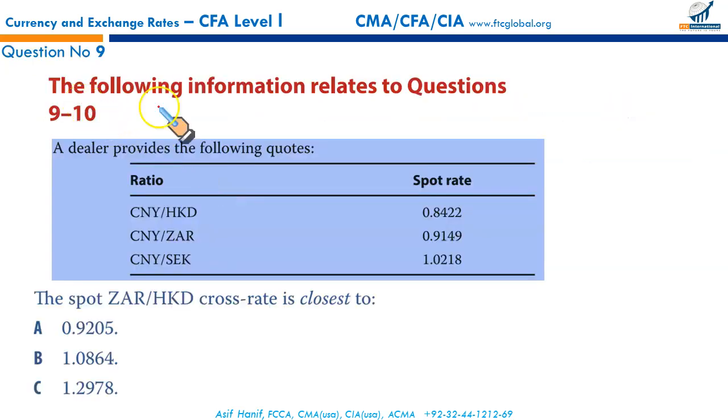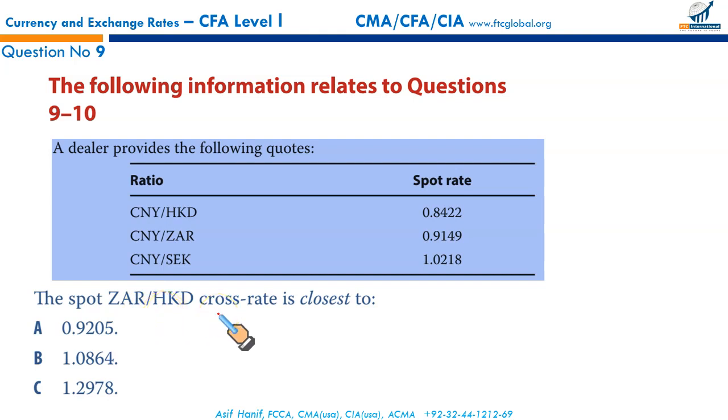Next, question number 9. The following information relates to question number 9 and 10. The dealer provides the following quotes: Chinese yuan per Hong Kong dollar 0.0422, Chinese yuan per South African rand 0.9149, and Chinese yuan per Swedish krona 1.0218. Okay. Now the spot rate of South African rand per Hong Kong dollar cross rate is closest to.